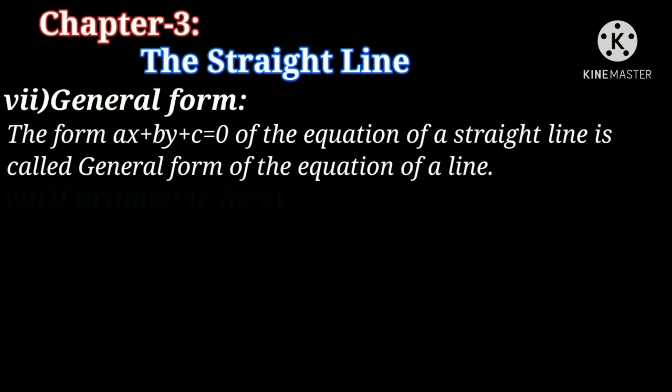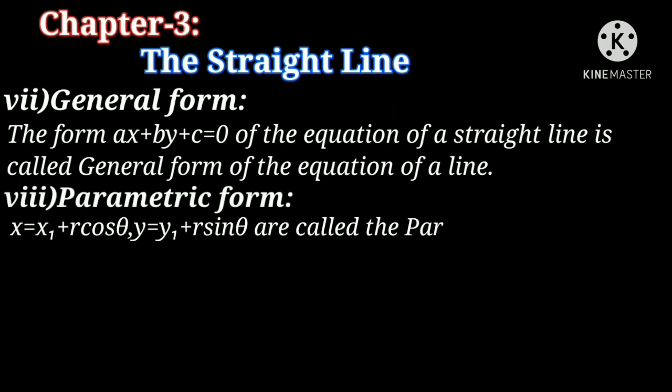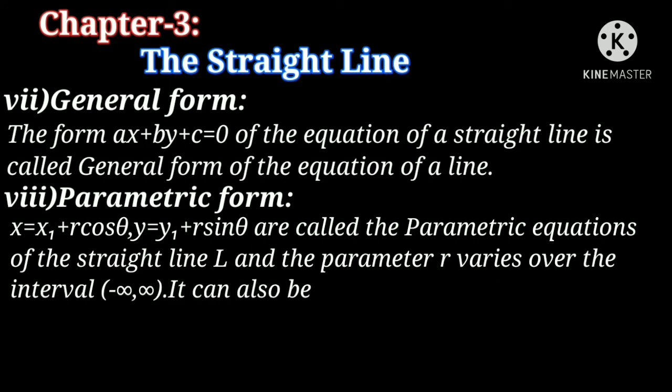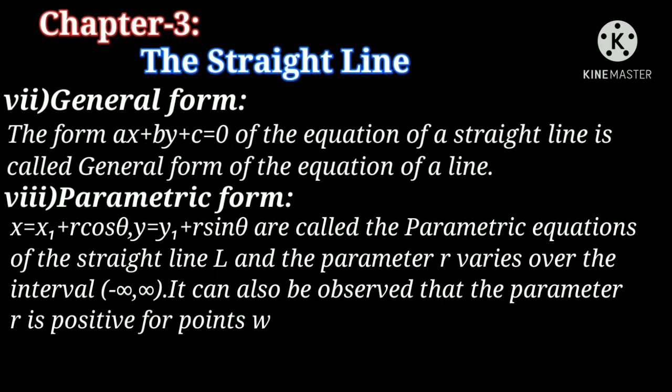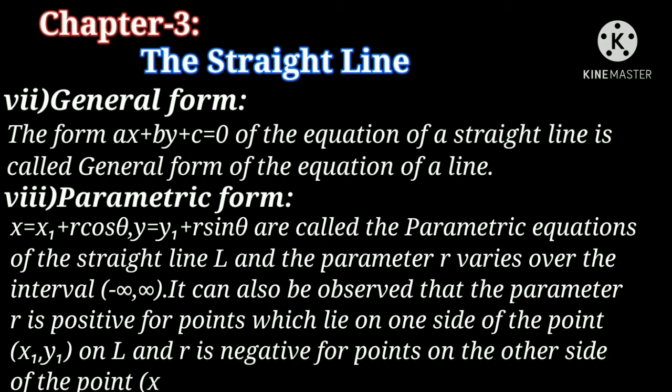Eighth, parametric form. x equal to x1 plus r cos theta, comma y equal to y1 plus r sin theta, where r belongs to capital R, are called the parametric equations of the straight line L, and the parameter r varies over the interval minus infinity comma infinity.